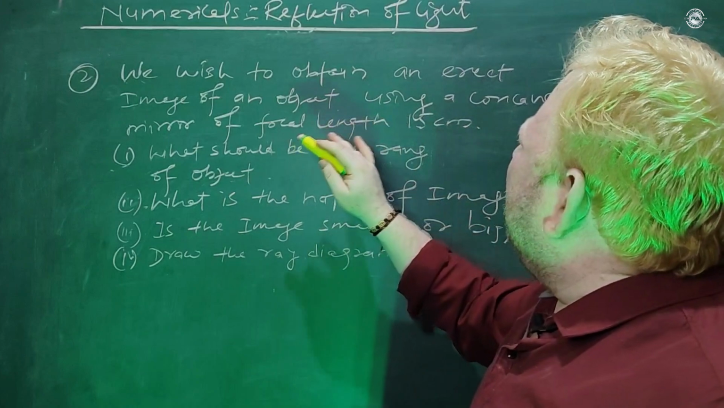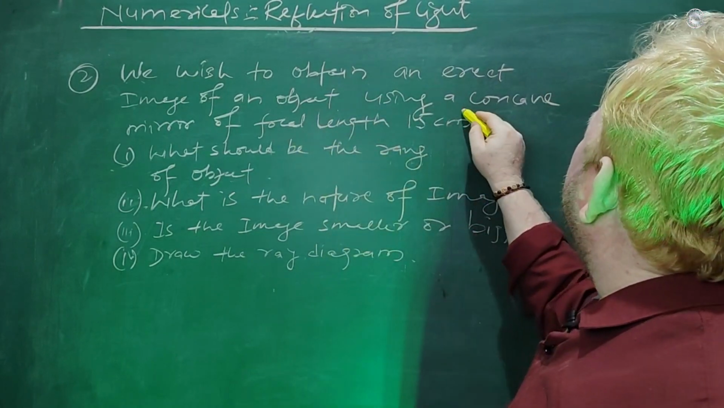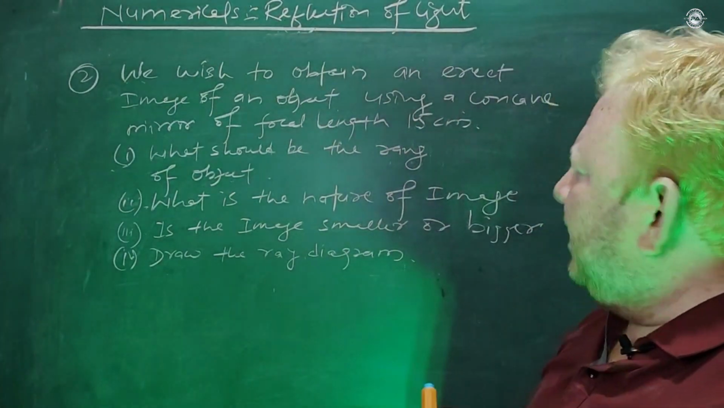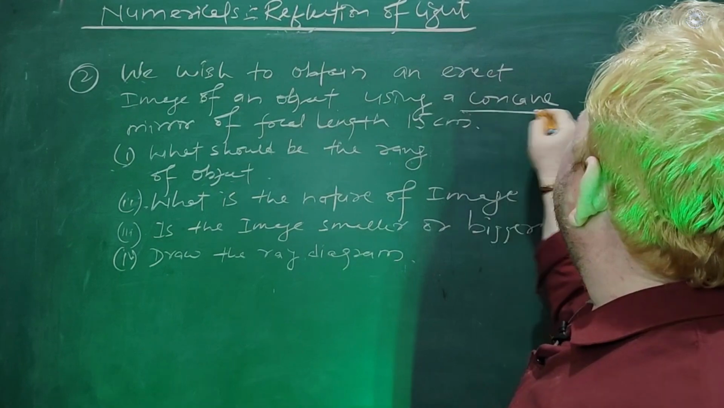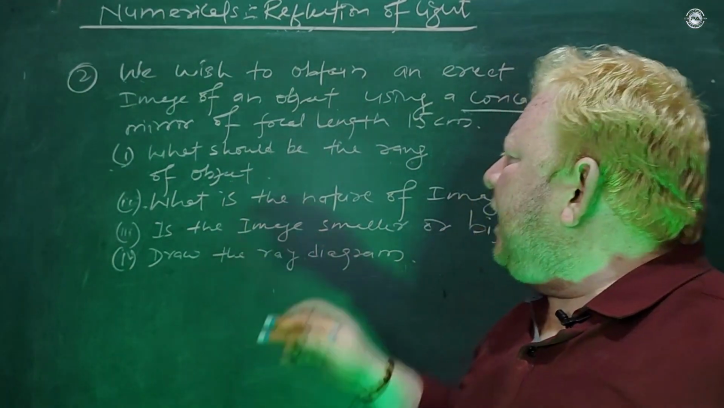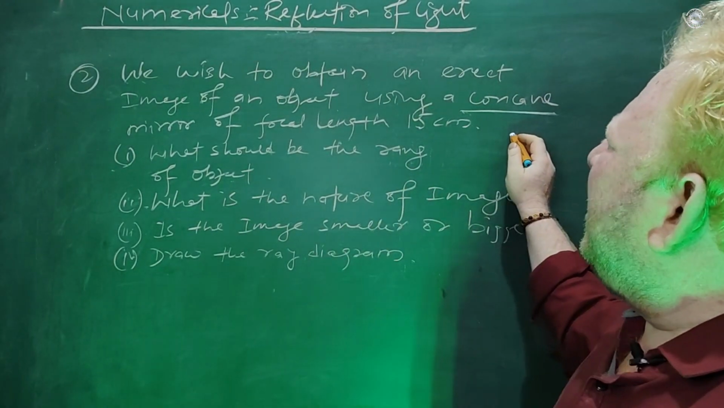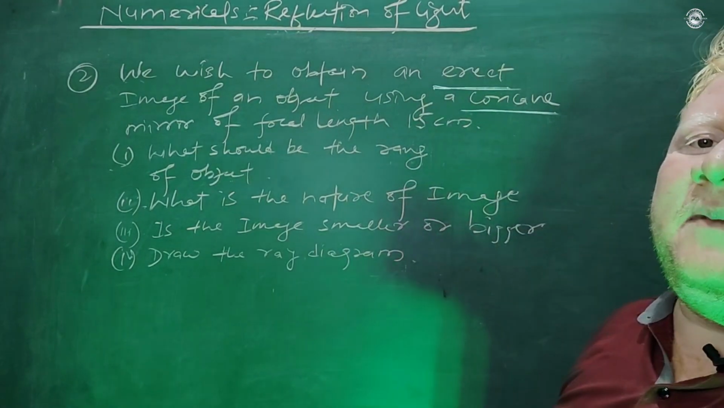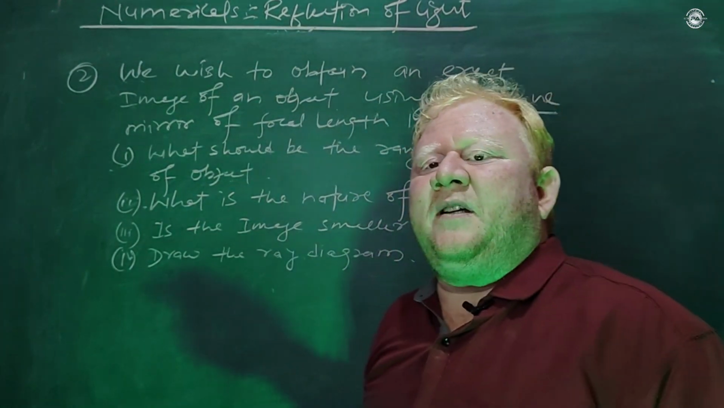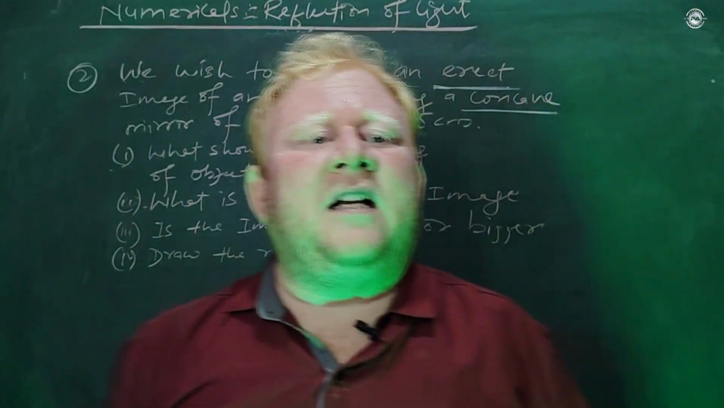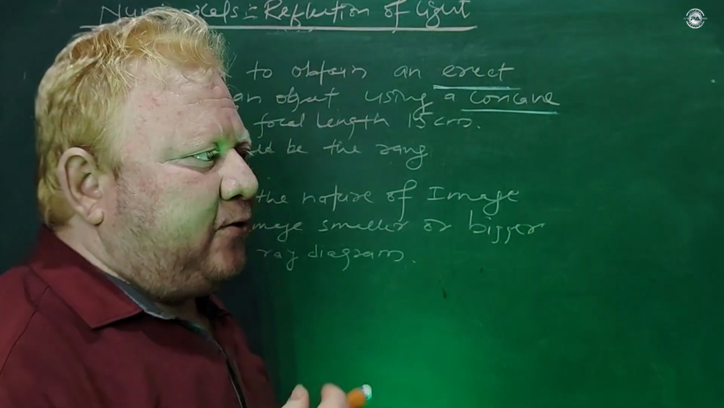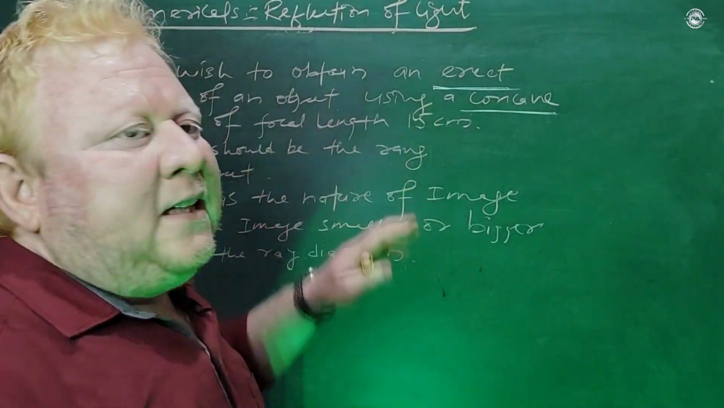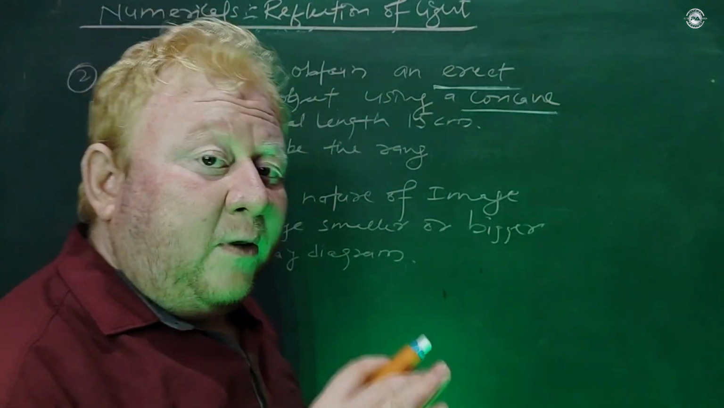See, in the question it is given concave mirror, and they want an erect image in a concave mirror. You have read previously the only one case where you can get an erect image, which of course will be virtual, in a concave mirror, that is case number 6. And what is case number 6?